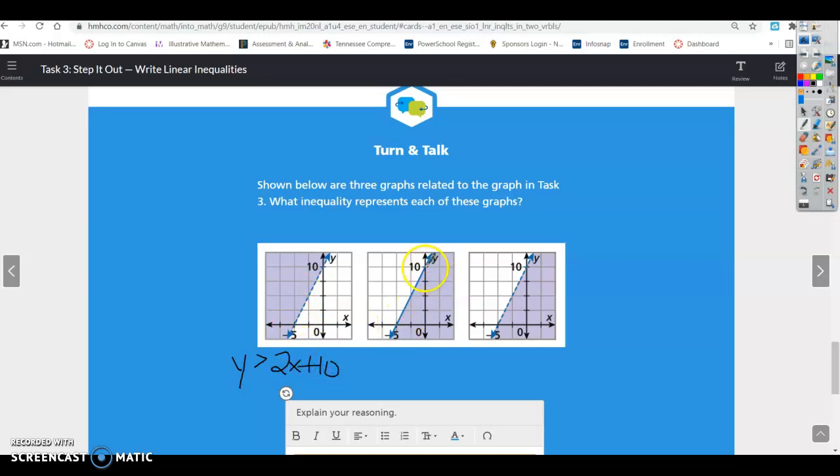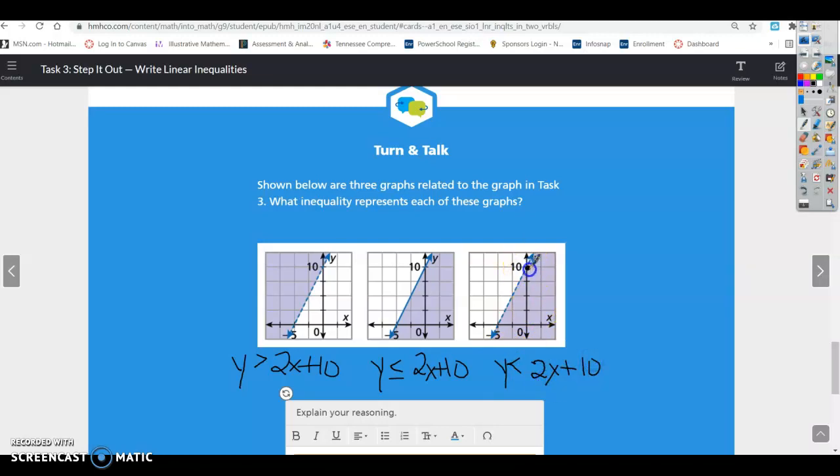All right, so this one has a y-intercept of 10. It has a slope of 2. So this one's going to be y. This time it's shaded below, so it's less than, and the line is solid, so it's less than or equal to 2x plus 10. So the line's the same, the shading is different. All right, and the last one, the third one, y is a dotted line, and it's below, so it's less than, and then 2x plus 10.